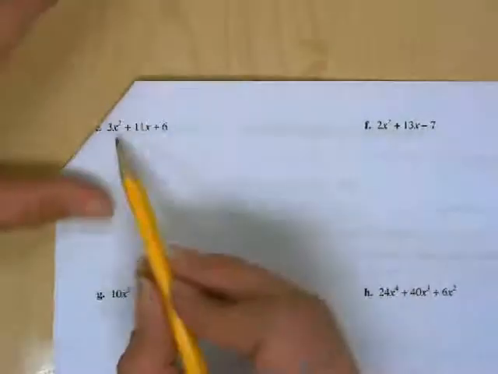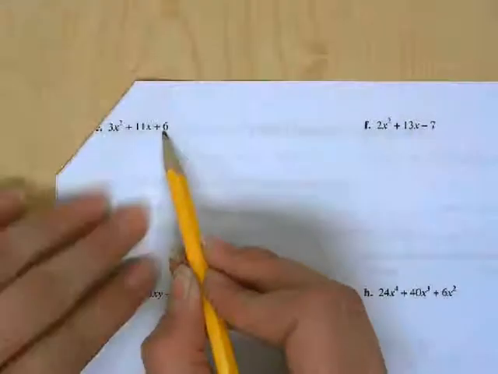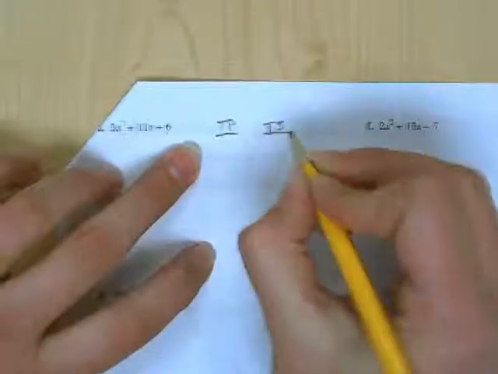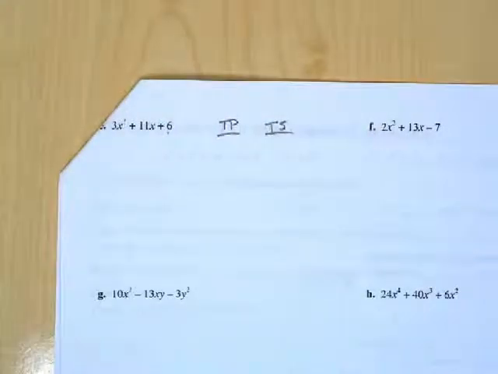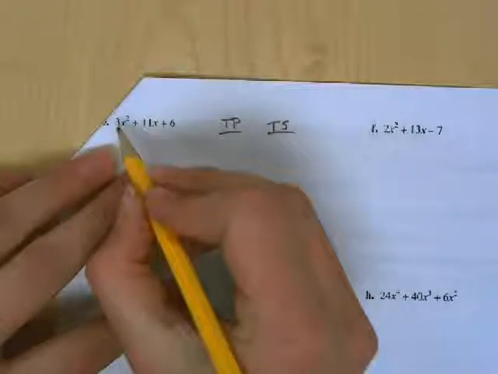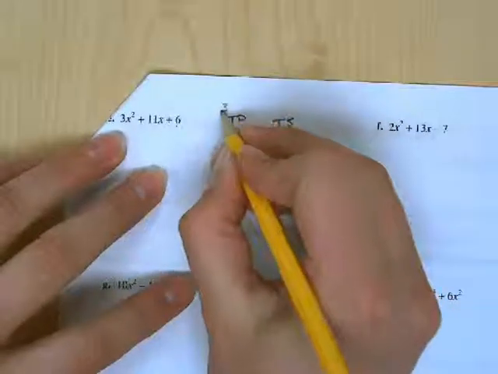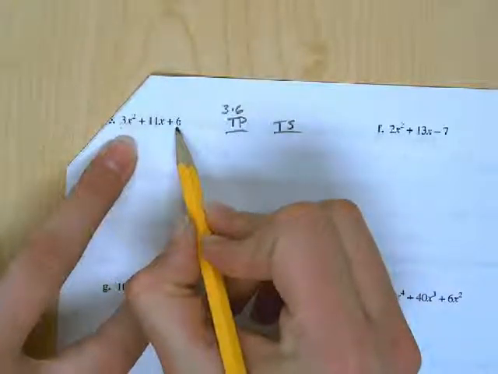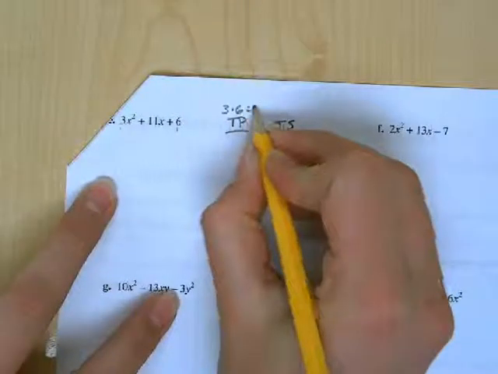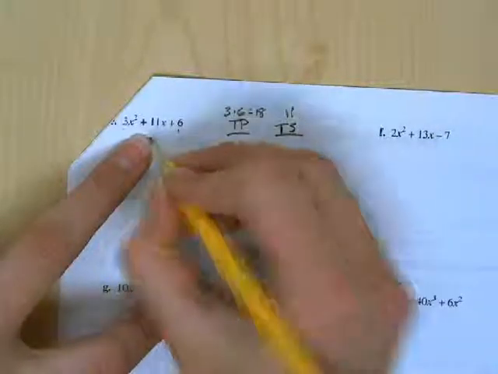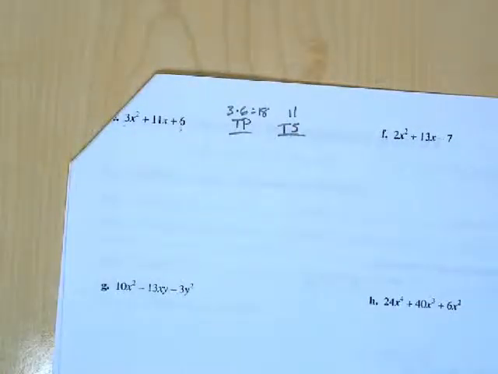Again, trinomial. Immediately says target product, target sum. That's going to be this unit, next unit, and all units. Trinomial, 3 terms, means target product, target sum. So my target product here is the front number times the last number. Don't forget to multiply. 3 times 6 is 18. Target sum is just the middle number. So I've got a target sum of 11, and a target product of 18.